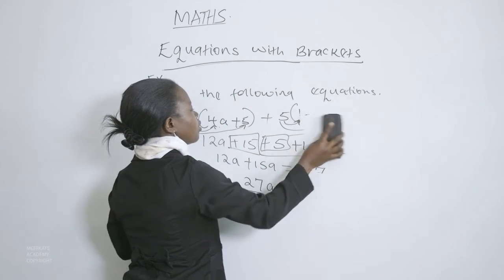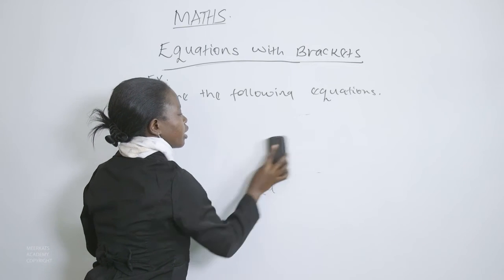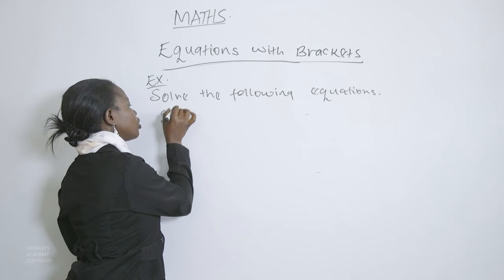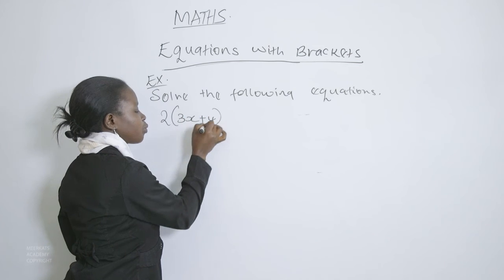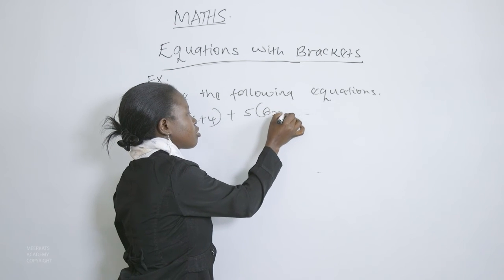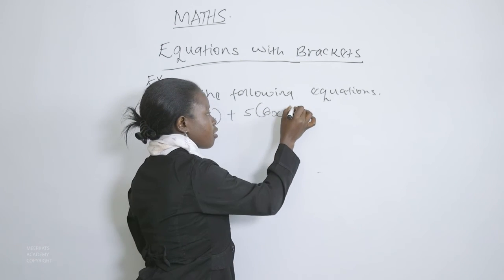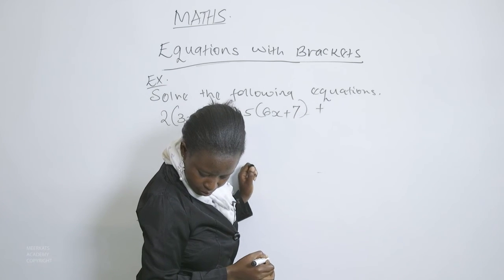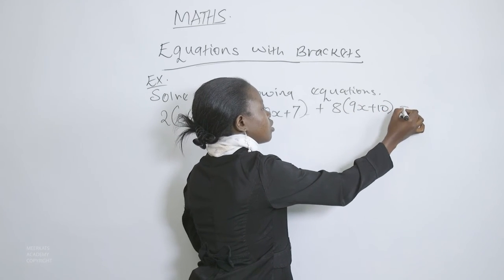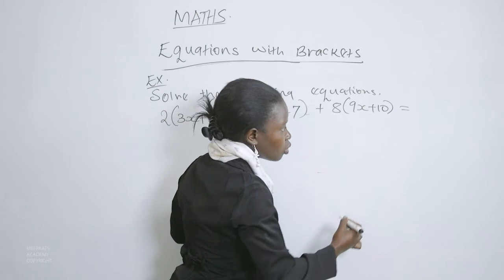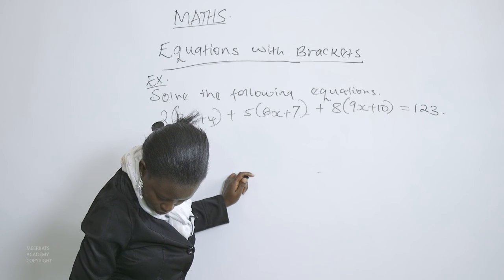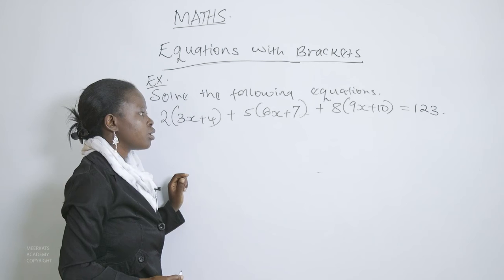Maybe the last example involving the brackets, we have 2 into 3x plus 4, plus 5 into 6x plus 7, then plus 8 into 9x plus 10 is equal to 123. So let us solve.